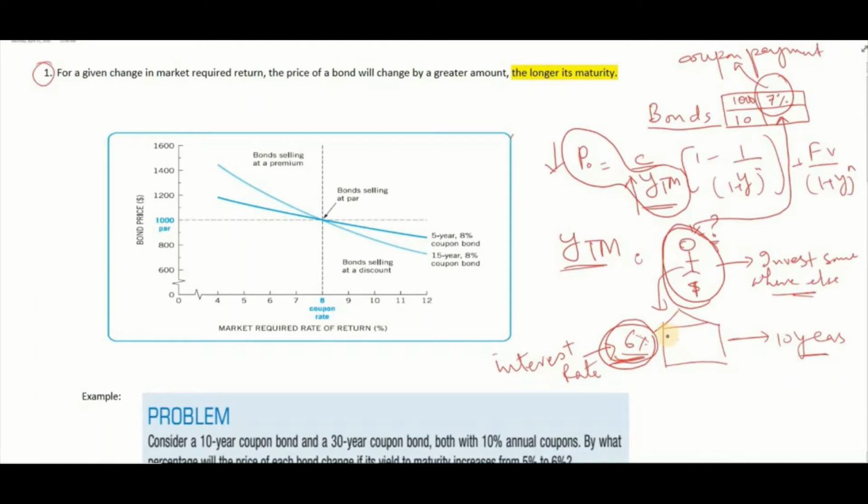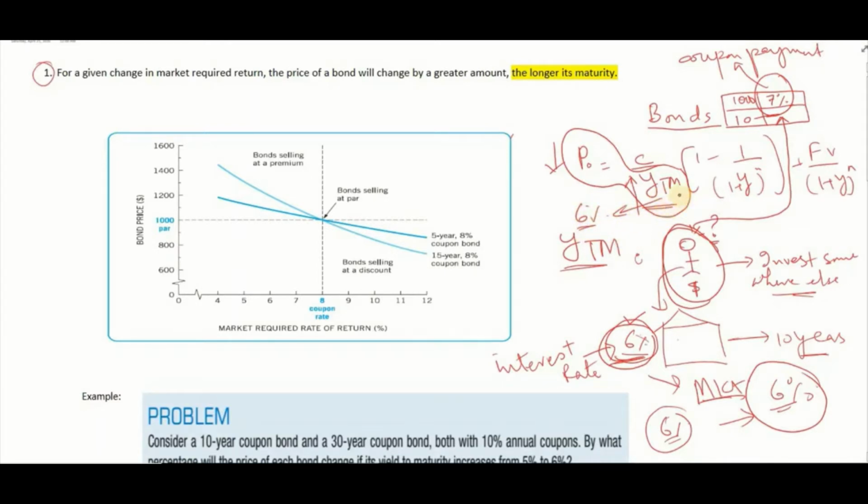So it means he would say, okay, why should I invest in a bank that is giving me 6%? So it means the market is offering him 6% while this bond is offering him 7%. So this is his market interest rate, right? It means if he could have invested in the market, he would get 6%, so that is called the opportunity cost. So this would be 6%.